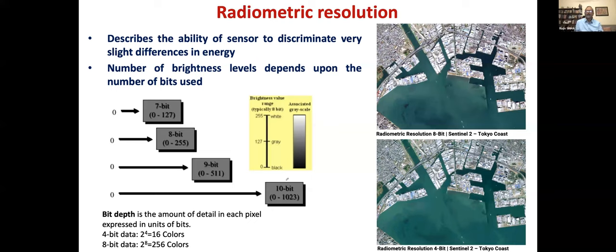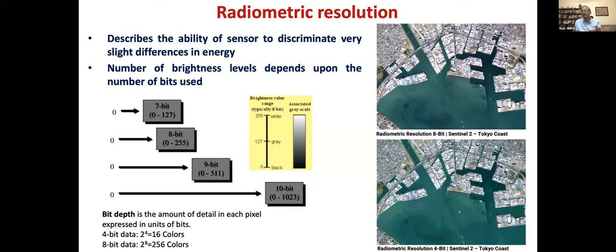So the number of bits available here is much more. You can also understand this in terms of bit depth. The amount of detail in each pixel is what is called the bit depth. In 4-bit data, you have 2 to the power 4, which means you can detect 16 colors. In 8-bit data, which means 2 to the power 8, you can actually detect 256 colors, right? So if you have a higher radiometric resolution, you can distinguish very subtle differences in the colors as well. For example, here the upper image is 8-bit data, where you can see very subtle differences in the water of this coastal area. Whereas in the 4-bit data, the image is getting blurred.